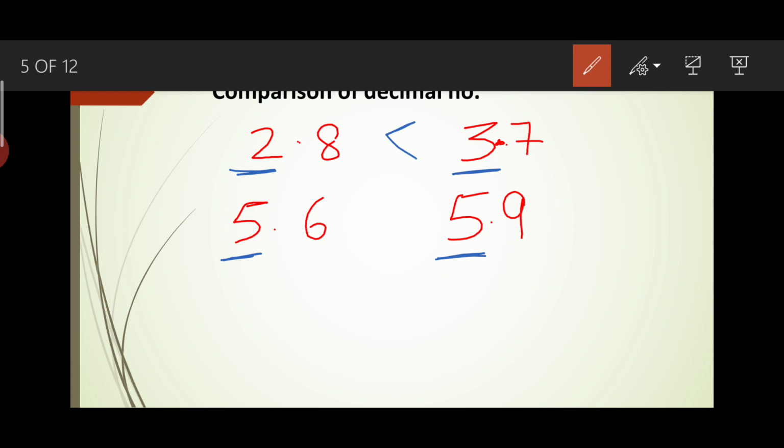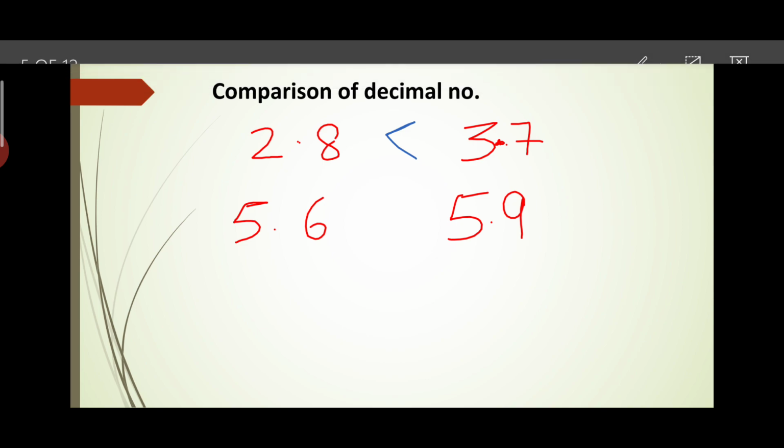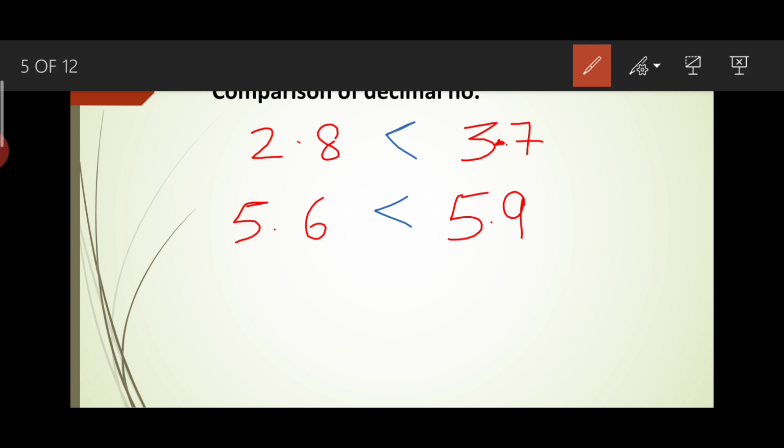Now how do we compare these numbers? For this, first you will compare the number before the decimal. If these numbers are the same, then you have to move on to the number just next to the decimal. As you can see, here it is 6 and here it is 9. So among 6 and 9, which number is greater? Obviously 9 is greater. So we can say that 5.9 is greater than 5.6, because after the decimal 9 was greater than 6.